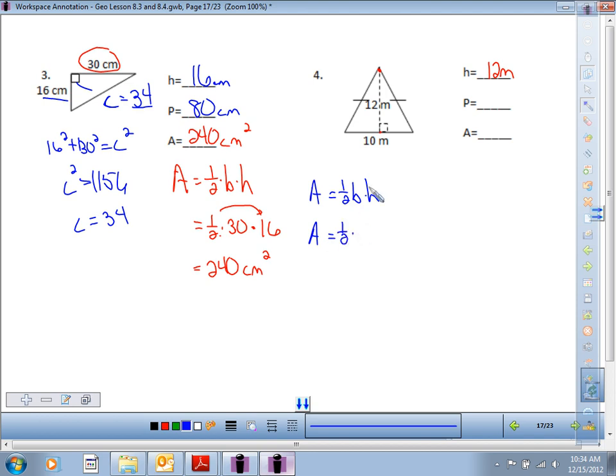1/2, the base is 10. The height is 12. I like 10. I want to keep that 10. So what I'm going to do is half of 12 is 6. 6 times 10 is 60. So my area is 60 meters squared.